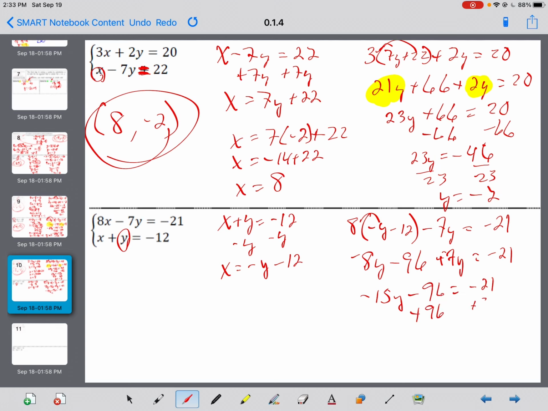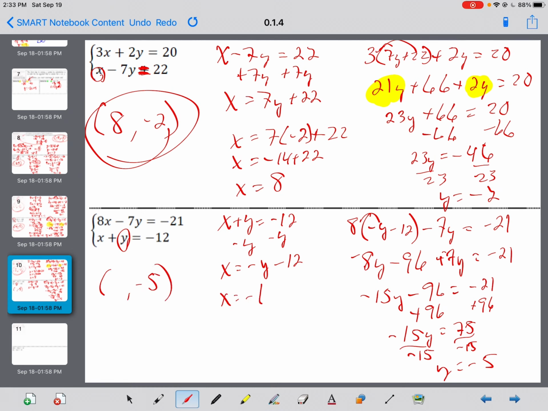Let's add 96. So negative 15y equals, if we go down 1, it's 95. And if we go down 20 from there, you get 75. Which is good because that divides by 15. Y equals negative. Let's see, 2 times is 30. 3 times is 45. 4 times is 60. 5 times would be 75. So the y part is negative 5.